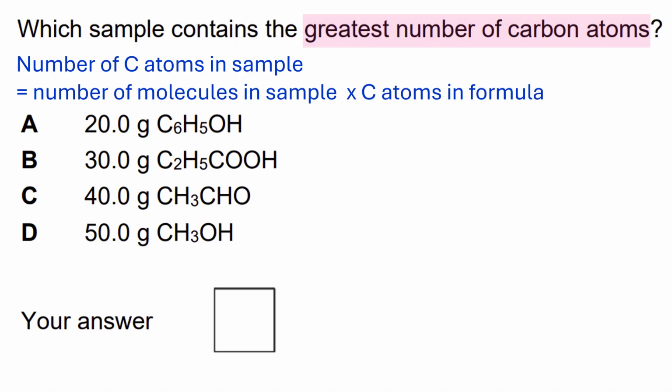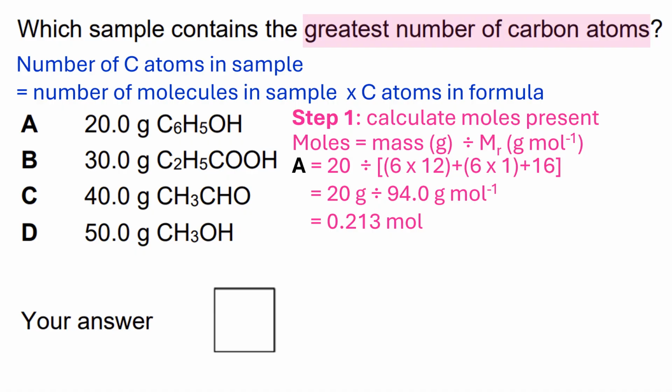So what you've got to do to get that is to work out the number of molecules in the sample times the carbon atoms in the formula. The moles comes into it to work out the number of molecules in the sample, because 1 mole of anything contains 6.02 times 10 to the power of 23 molecules, which is your Avogadro's number.